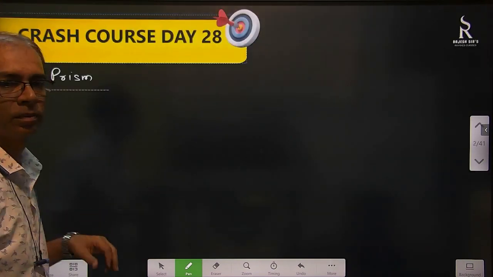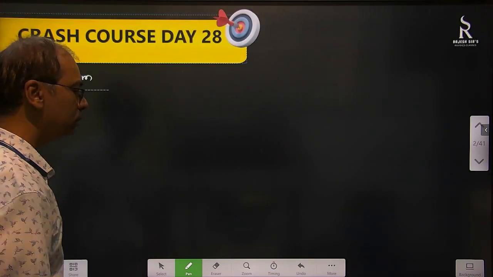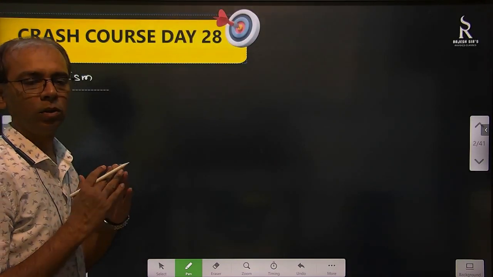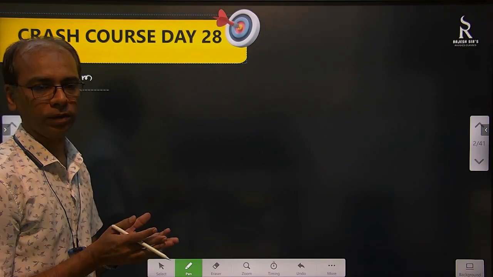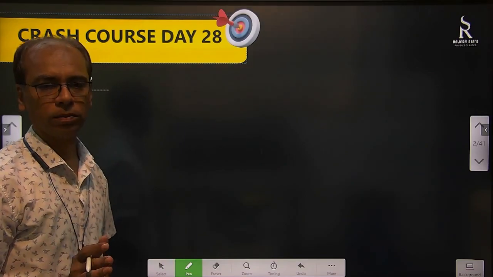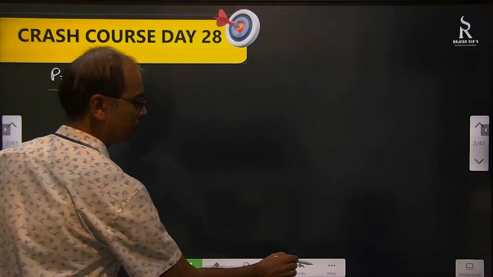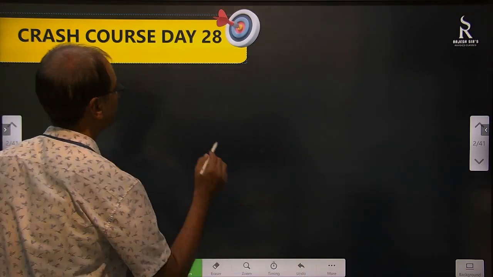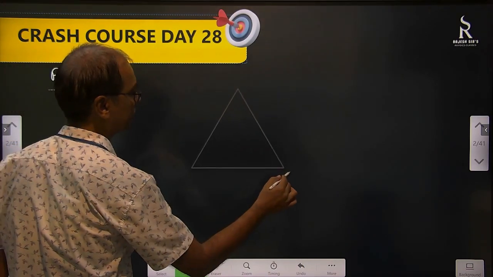Okay. So, prism, what is prism here? Two refractive surfaces, but not curved. Okay, plane surfaces. Is my voice clear to you? Okay. Prism is two refractive surfaces which are plane.